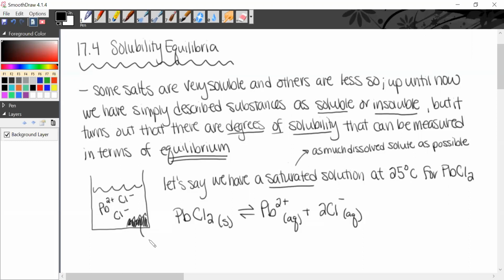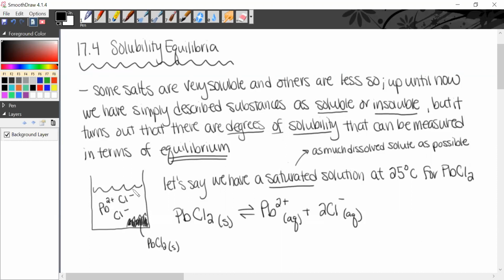Down here at the bottom, this is undissolved PbCl2 solid, okay? So as much of it as could dissolve did dissolve, and those ions are floating around in solution. And then the rest of it that could not dissolve is sitting down here on the bottom of the beaker. You might think that this is a static situation, but you should know better by now in chemistry that all of these processes are dynamic.